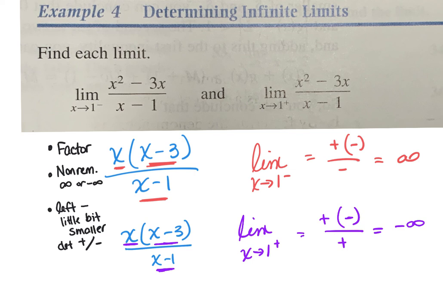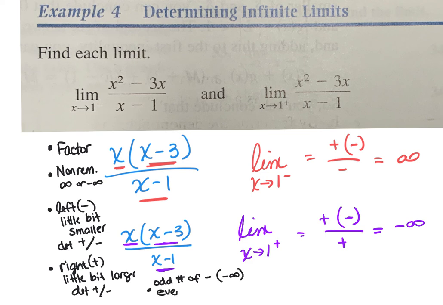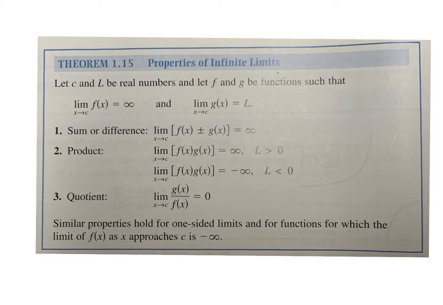All right? And then from the right, which looks like a plus sign, a little bit larger, determine positive and negative. And then you're really just using your rules of multiplication and division, right? So an odd number of negatives is going to be negative infinity. An even number of negatives is going to be positive infinity. All right? So properties of limits, really, the same holds true for infinite limits.